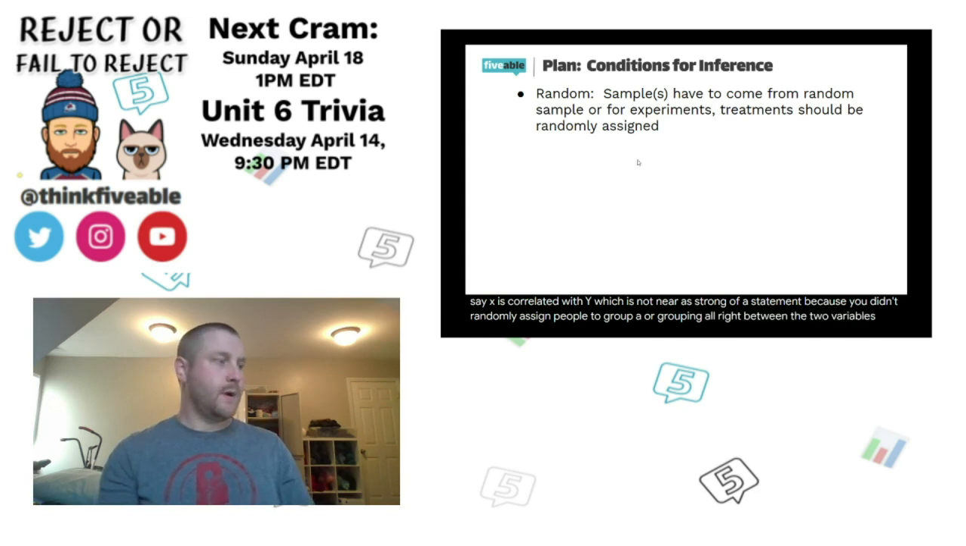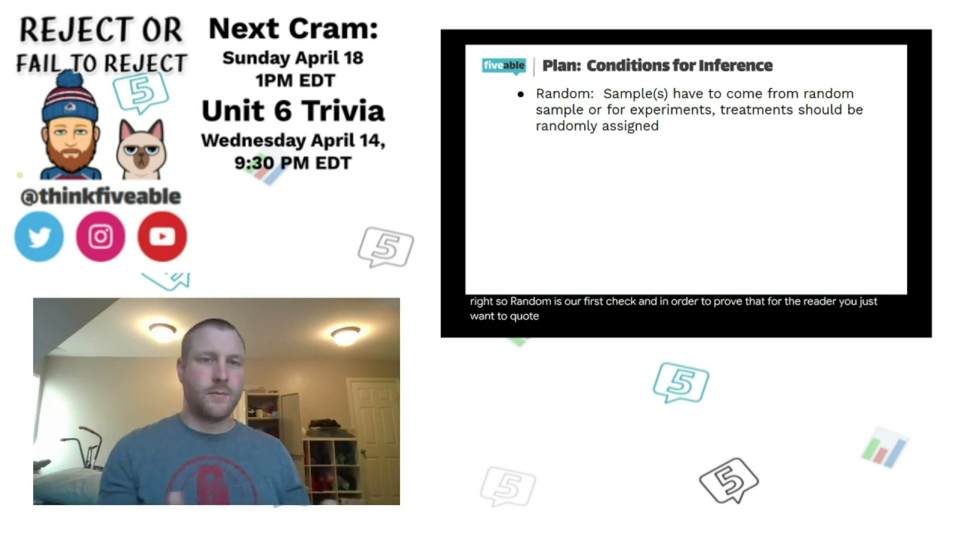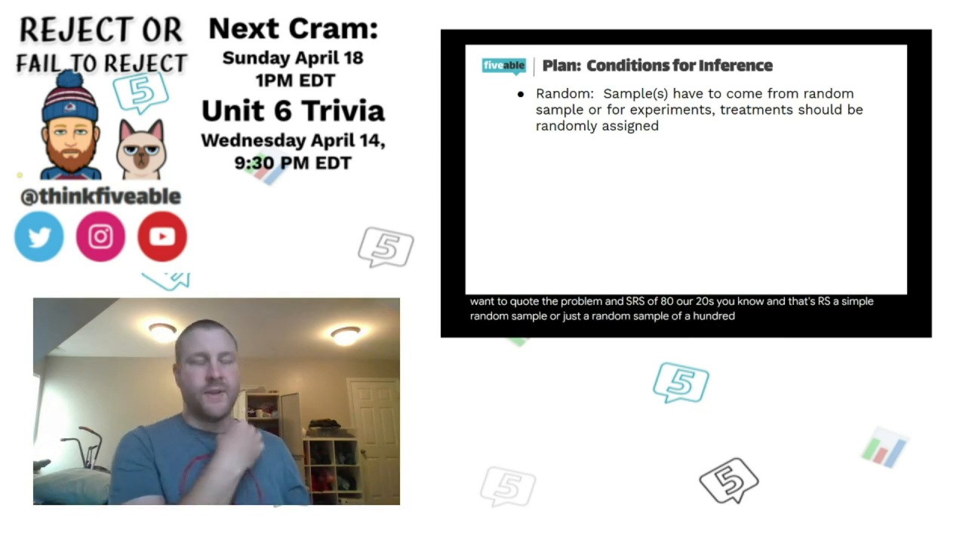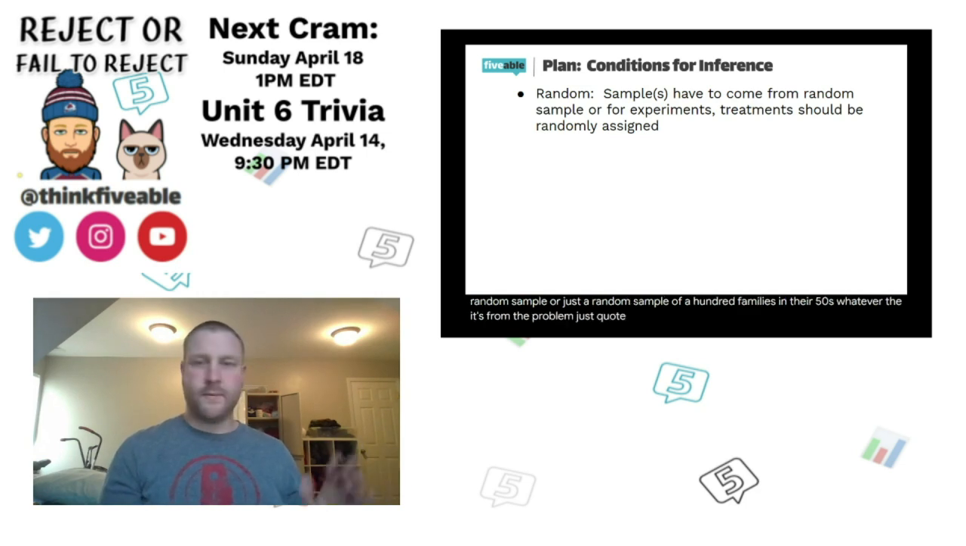All right, so random is our first check, and in order to prove that, for the reader, you just want to quote the problem. An SRS of 80 families in their 20s. An SRS, a simple random sample, or just a random sample of 100 families in their 50s, whatever it's from the problem. Just quote the problem, straight up plagiarize it, whatever, and that gives you the points that you'll need for that.